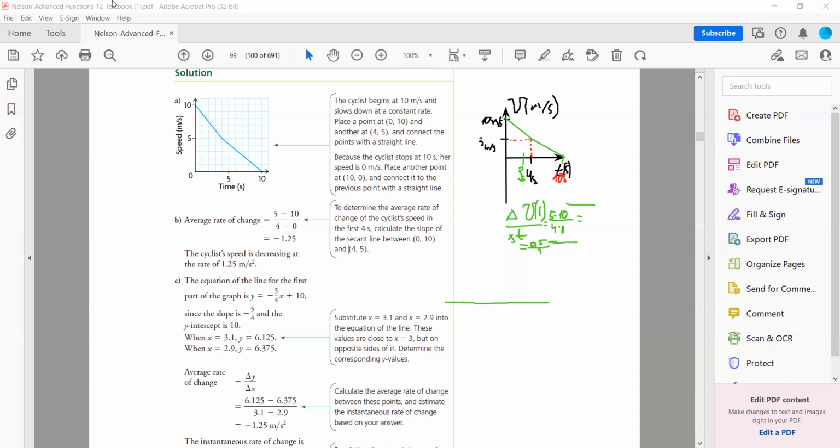So I hope you copied down the solution. We'll move on now.